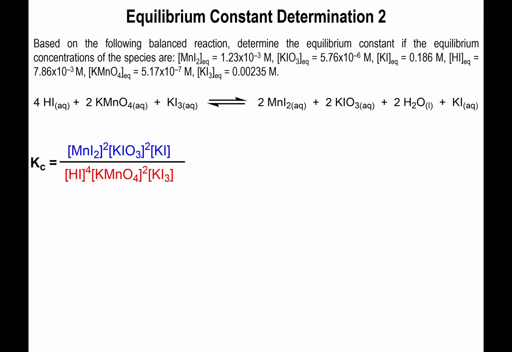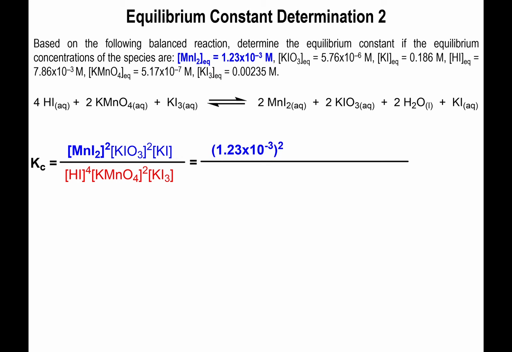All that's left to be done is to plug in the values of the equilibrium concentrations. So let's start with manganese(II) iodide. That concentration is 1.23 times 10 to the negative 3. So we're going to input that, and don't forget to square it, as it should be based on the expression here. Then for KIO3, the equilibrium concentration is the one shown here. So we're going to input that, and we also need to square it.